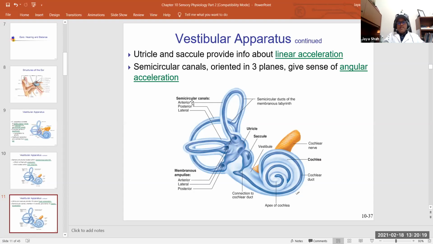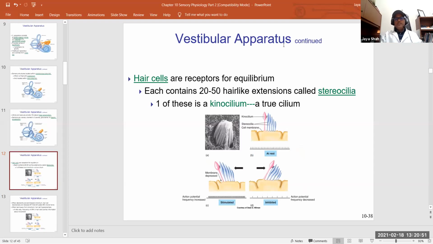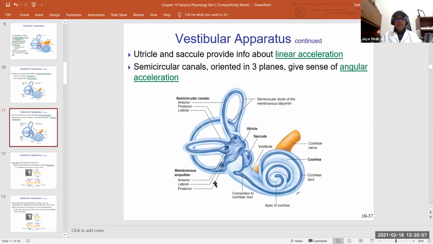Okay. Whereas semicircular canals, oriented in three planes, give the sense of angular acceleration. Angular means if you are moving your head, angulation, or your body is going angle-wise, like somebody doing a belly dance or moving your body, that is the angular motion. So you have to understand which structure has what kind of acceleration. Acceleration means movement. Okay. So how they do it in the vestibule here in the receptor area, let's see here.